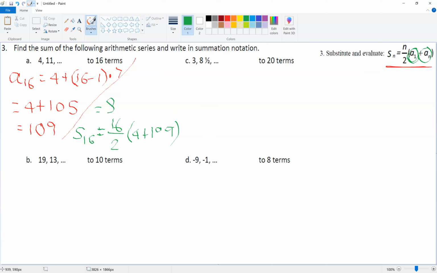That's your answer, which is 8 times 113, which is 904. Tell me which part you don't understand. I get it now. I think I was just confusing myself with the n and the A1. Do you understand the steps? First we found A1 and then used the A1 and found the sum. Yeah, I get it. Okay.